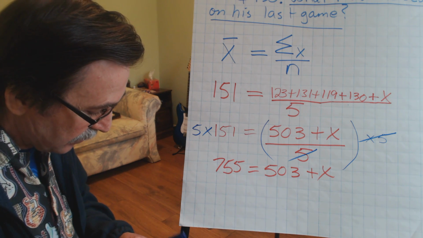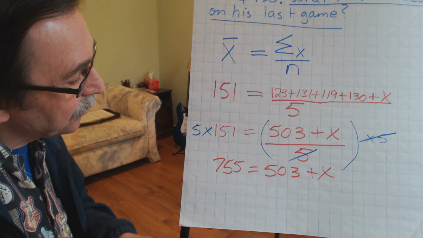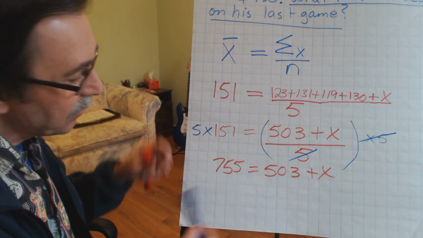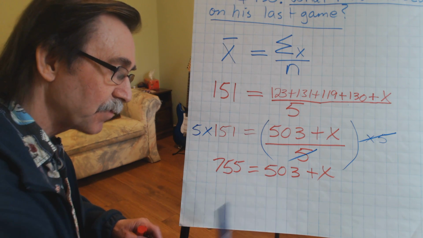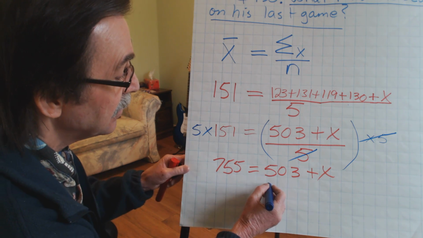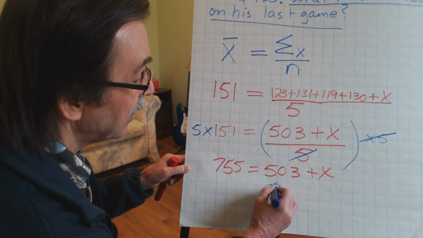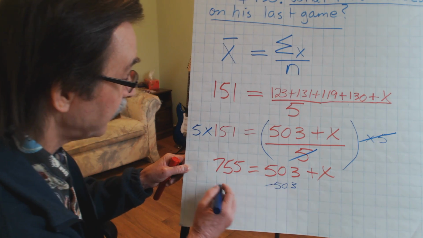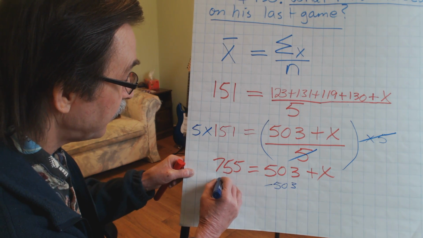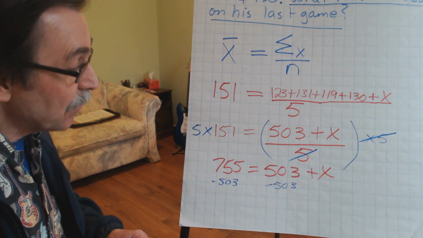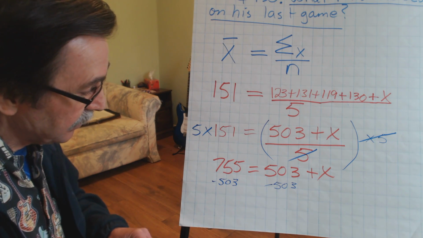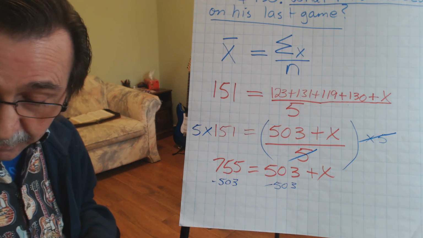So we will dispose of this 503. It's just sitting there. So how do you deal with a number that's just sitting there and it's positive? Well, you subtract it from both sides. So I'll do that. 503 away from there. Subtract 503. Writing a little bit smaller so I can get my full answer in there.